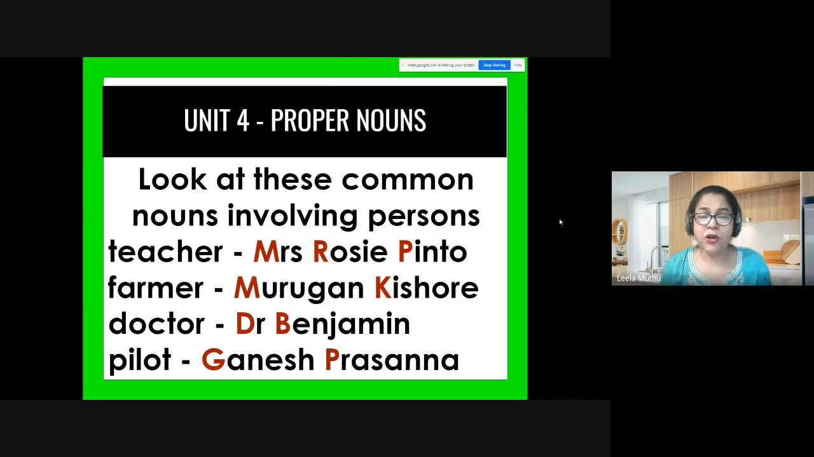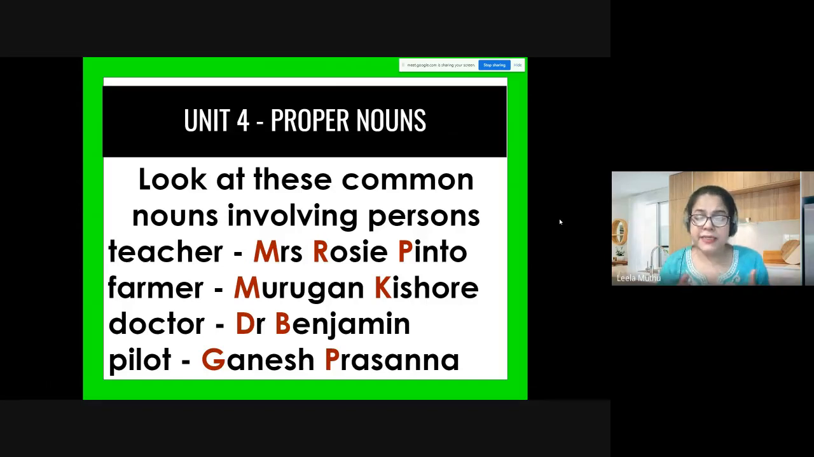Okay? Now look at these common nouns involving persons. Now, for example, a teacher. Okay, one of the teachers in our school and a beloved teacher of ours. Okay, she doesn't teach here anymore, but she's always remembered by us. She is not a part of the school anymore by way of teaching, but always remembered by us. She's in Chennai right now, I think. Okay, Mrs. Rosie Pinto. Okay, Rosie starts with a capital R. Pinto starts with a capital P, and her title also is capitalized, Mrs.